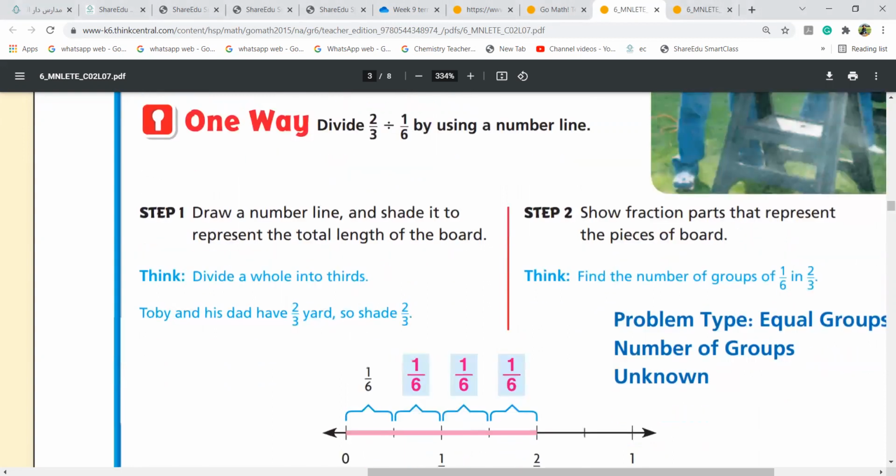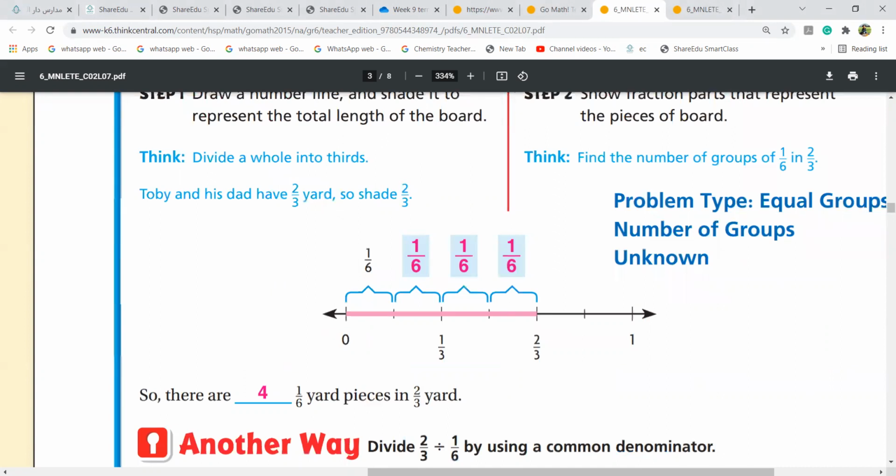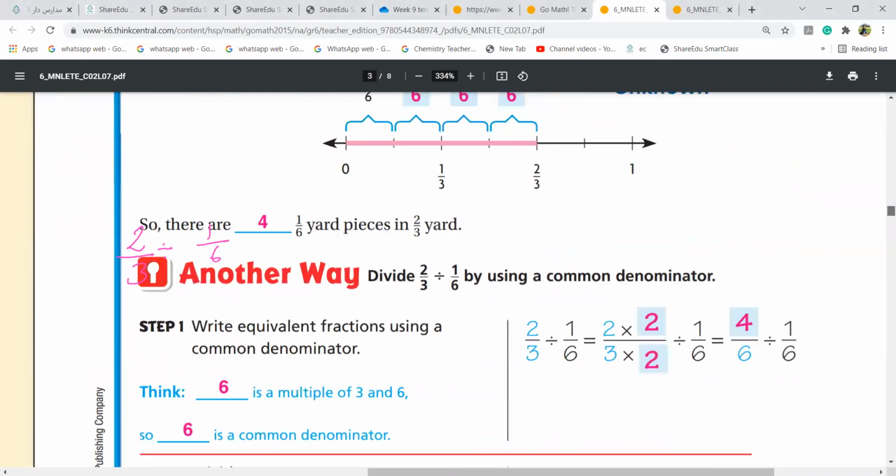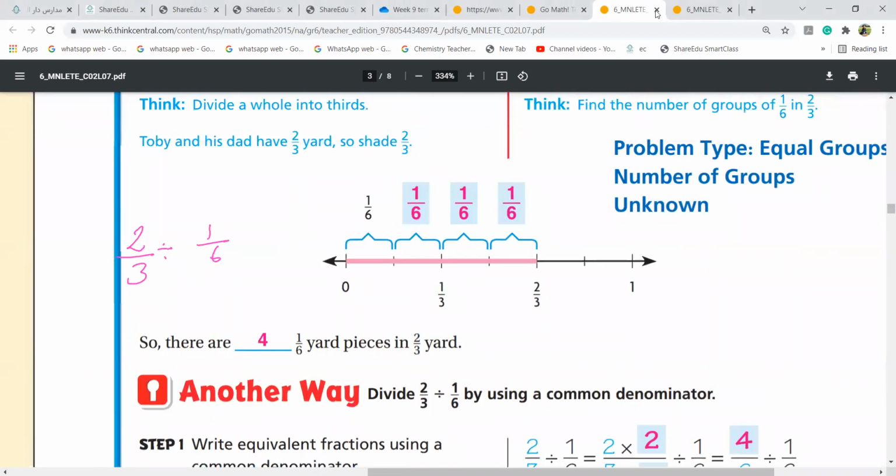Look at this. 2/3 divided by 1/6. Let me know if you don't understand. The question is 2/3 divided by 1/6. How do I do this question? You will just copy the first one exactly the same. 2/3, divided means division becomes multiplication, and 1/6 becomes 6/1.